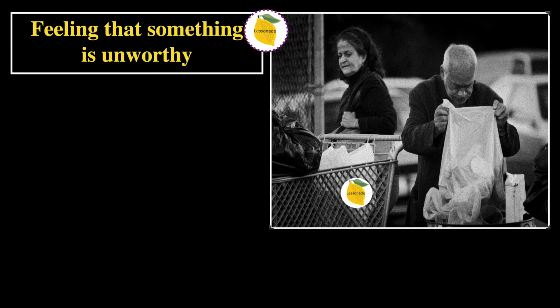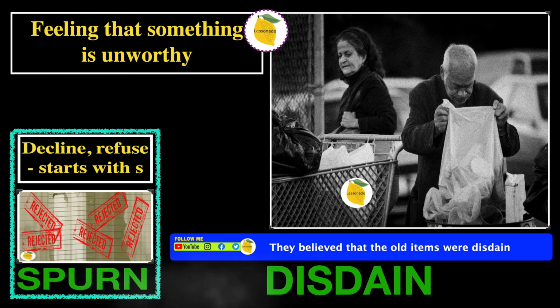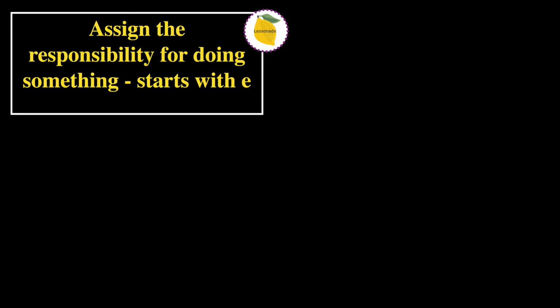Feeling that something is unworthy. In this picture, we can see two people throwing away things that they think are unworthy. So the word is going to be disdain. And the sentence is, they believed that the old items were disdain. Let's recall the previous slide. And the previous slide is spurn. Let's go into the next one.